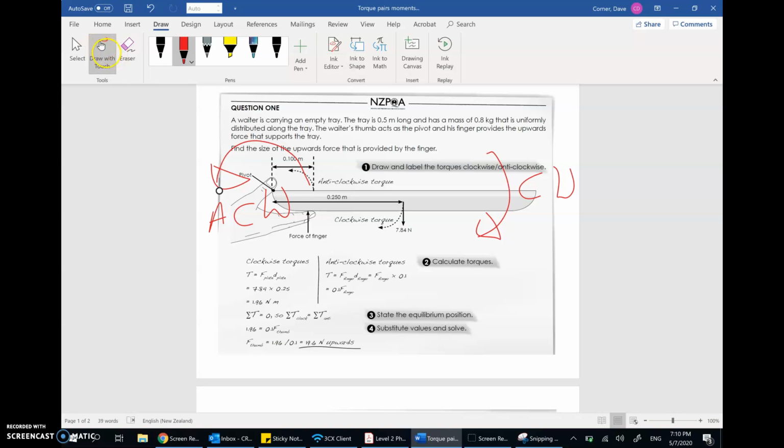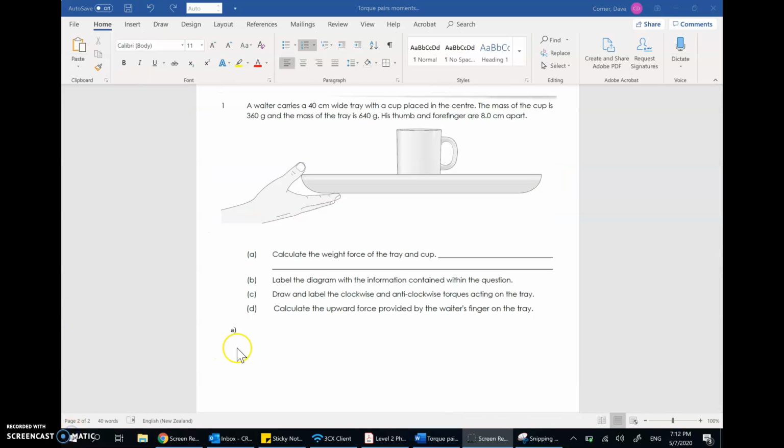Below, I'm going to show you a worked example of this with a cup on a plate. In this particular example, we've got a waiter carrying a tray with a cup on it. The tray is 40 centimeters wide, and the cup is placed at the center of the tray. The mass of the cup is 360 grams, the mass of the tray is 640 grams, and the thumb of the waiter is placed 8 centimeters away from the fingers underneath.